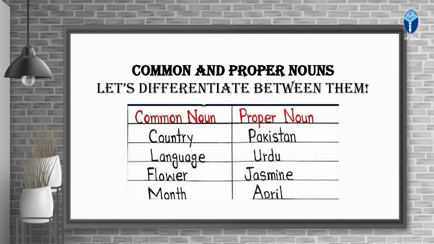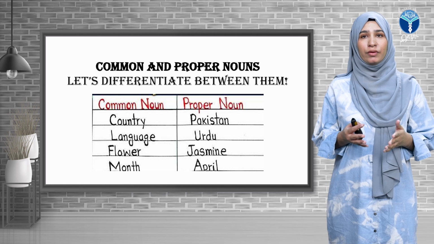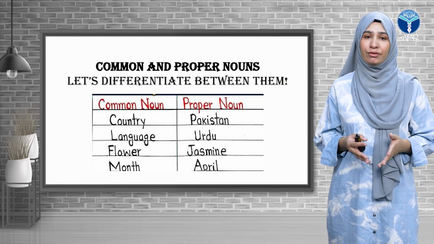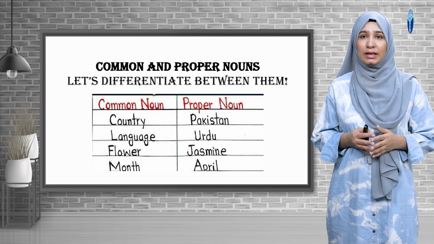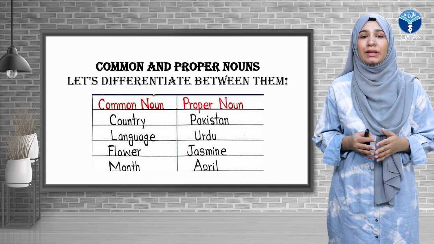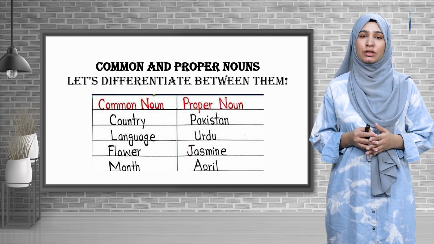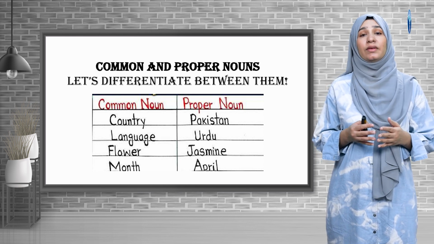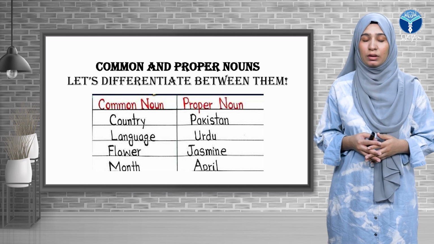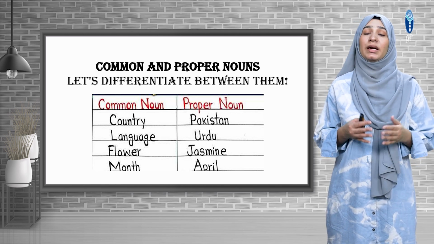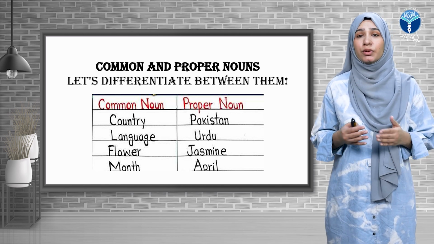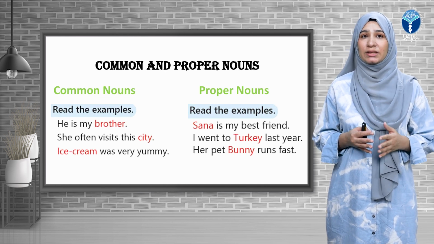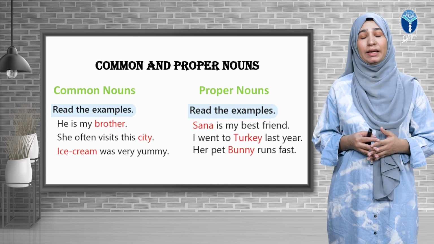Students, let's differentiate between common and proper noun. We have two types of noun, common and proper noun. Country is a common noun, but Pakistan is a proper noun and it would be written with a capital P. Language is a common noun, but Urdu language is a proper noun. Flower is a common noun, but the flower of jasmine is a proper noun. Month is again a common noun, but the month of April is a specific month, so it is a proper noun, students. So students, now we are going to discuss common and proper nouns with their examples.